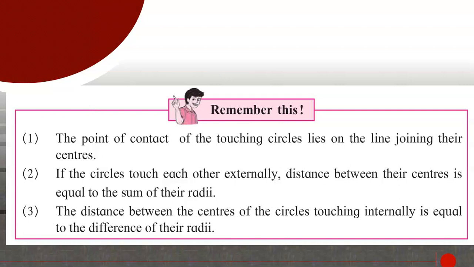In the previous class, we discussed that the point of contact of touching circles lies on the line joining their centers. If the circles touch each other externally, the distance between their centers is equal to the sum of their radii. The distance between the centers of the circles touching internally is equal to the difference of their radii. Now let us continue with practice set 3.2.